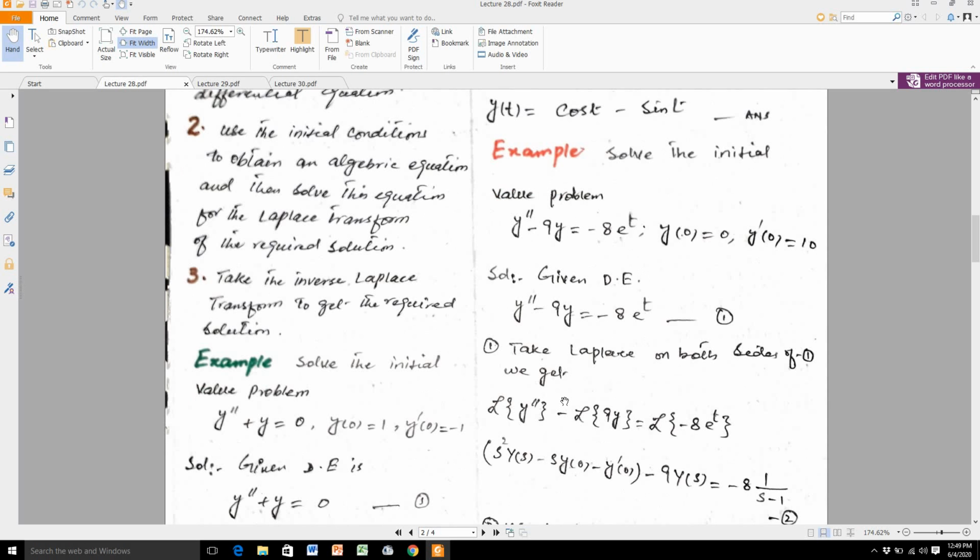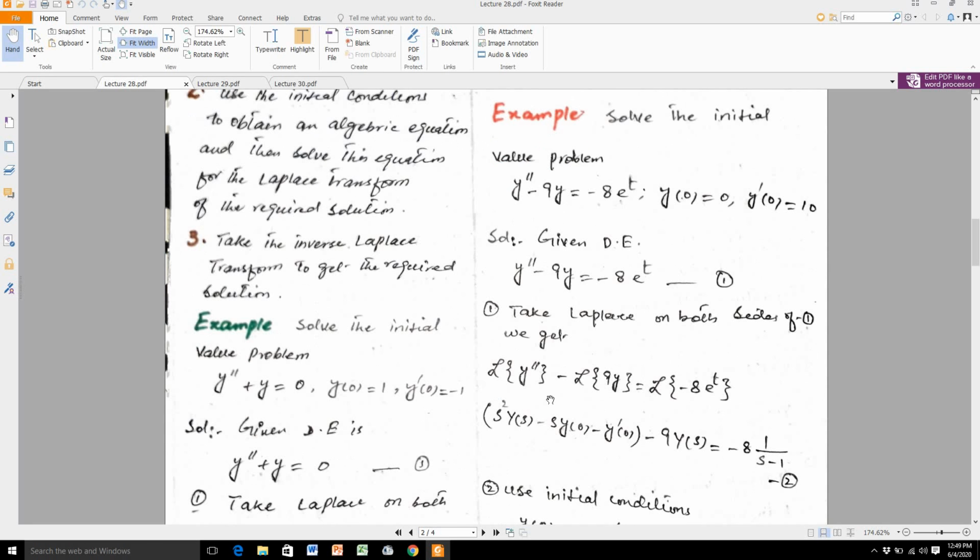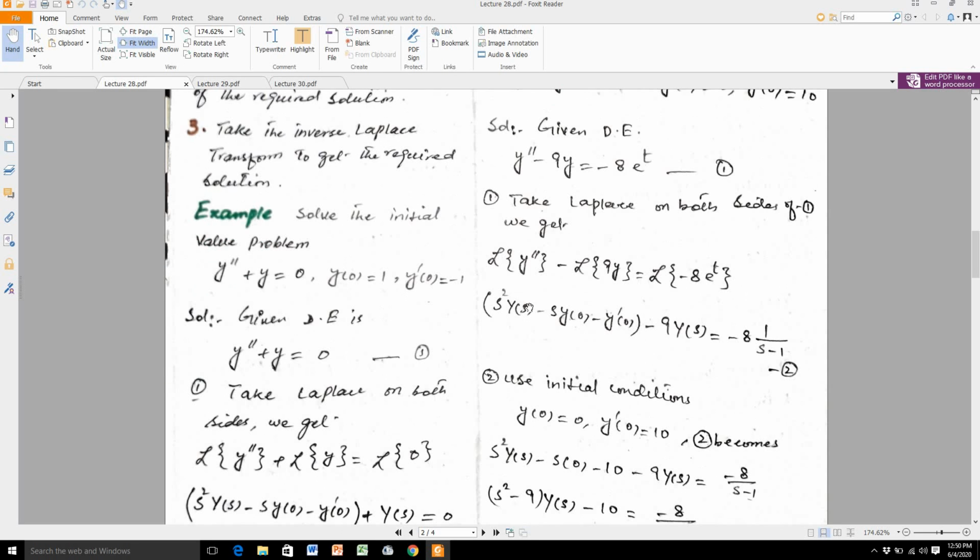Now what is the first step that we have to perform here? The first step is to take the Laplace transformation on both sides of equation number 1. So you see here Laplace of y double prime minus Laplace of 9y is equal to Laplace of minus 8 e raised to the power t. You know that the Laplace of y double prime is equal to s square capital Y of s minus s into y of 0 minus y prime of 0, then minus 9 times the Laplace of y, which is capital Y of s, is equal to minus 8 times the Laplace of e raised to the power t, which is 1 over s minus 1. Say this is equation number 2.